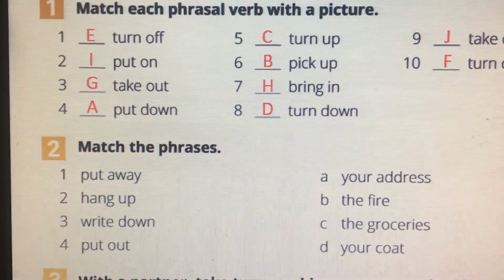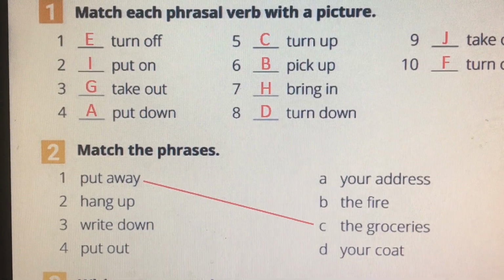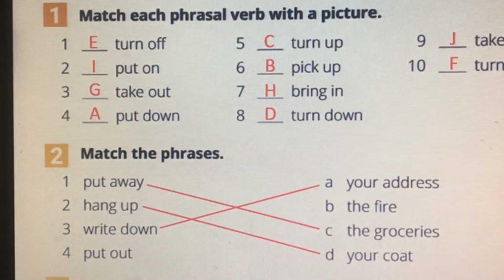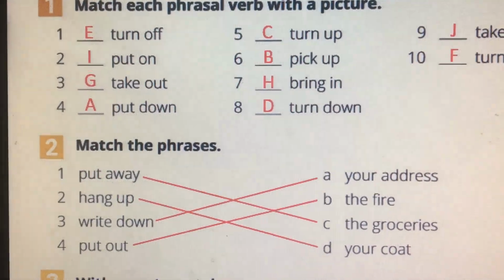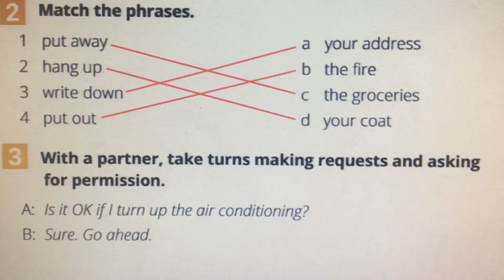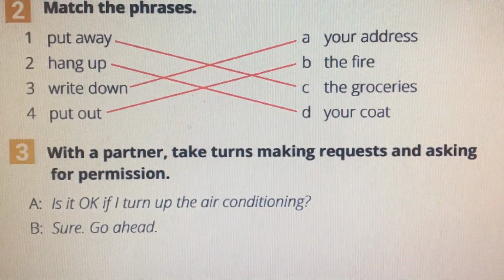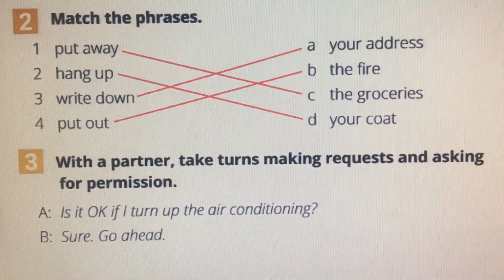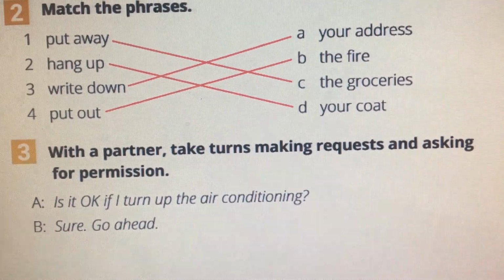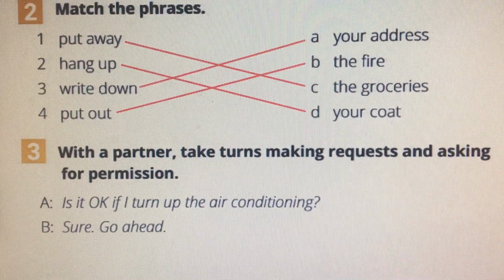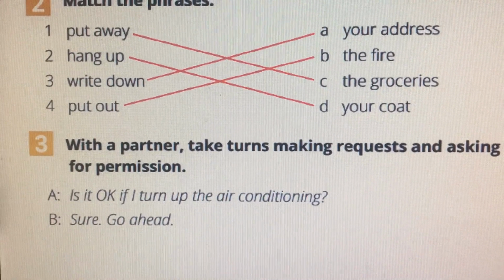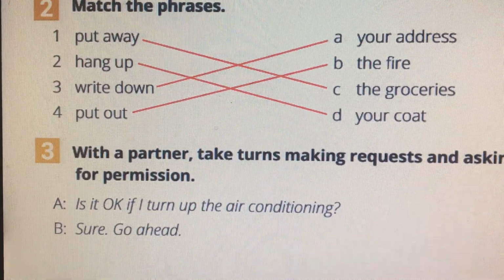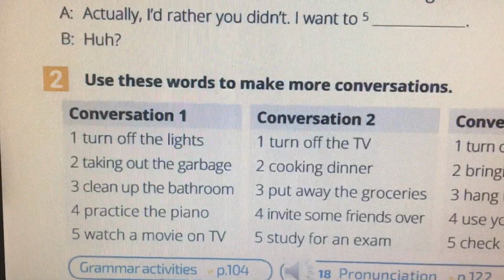Let's do it together. Put away the groceries. Hang up your coat. Write down your address. Put out the fire. If you have a partner there, you can go ahead and practice making some requests. Is it okay if I turn up the air conditioning? Do you mind if I turn off the light? Could I turn on the TV? Okay, so practice that.